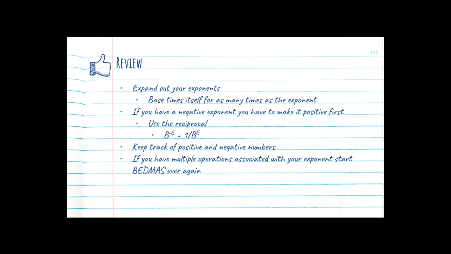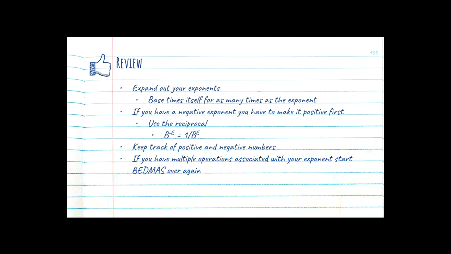So we've now made it positive, and now we can solve 3 times itself twice, because the exponent is 2, so it'll be 3 times 3. And once we solve that, because 3 times 3 is 9, we can go 1 divided by 9. So the tricky part of exponents is the negative exponent. Keep that in mind. Remember, you want to flip to the reciprocal before you start expanding.